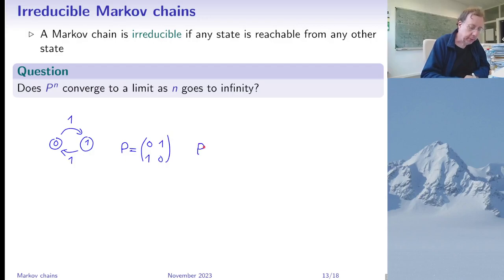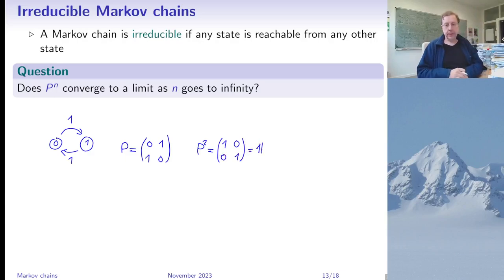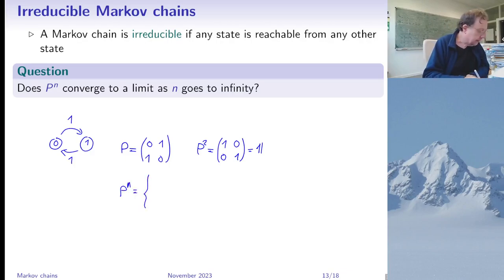And if I compute P squared, well, 0, 1 times 0, 1, that is 1. 0, 1 times 1, 0, that is 0. And then I get 0 and 1. So that's the identity matrix. And then if I multiply by P again, I will get P, and so on. And so you see that P to the power n will be given by identity if n is even, and P if n is odd.